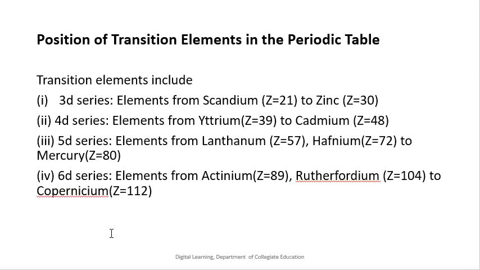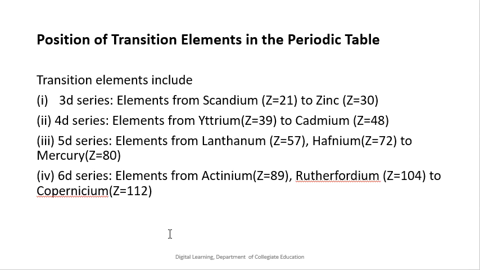Transition elements in the periodic table include the 3d series, or the first transition series, which consists of elements from scandium, with an atomic number of 21, up to zinc, which has an atomic number of 30. The second transition series is the 4d series, which consists of elements from yttrium, with an atomic number of 39, to cadmium, with an atomic number of 48.